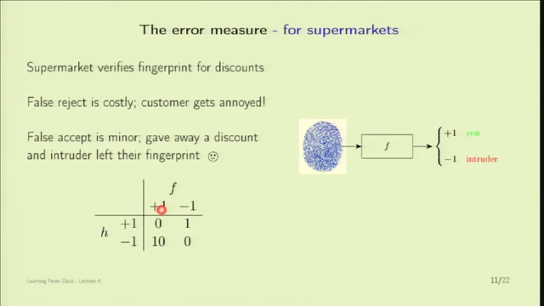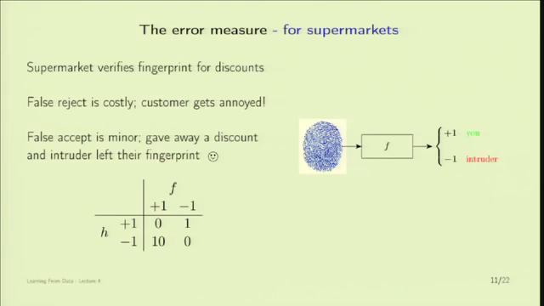Let me try again. Okay, this is the false reject. It's you, and you were rejected, and you are penalized dearly, okay? And this one is the false accept. It's not you, and you were accepted, and therefore you give it less weight. So this looks like a reasonable matrix for that case, okay?